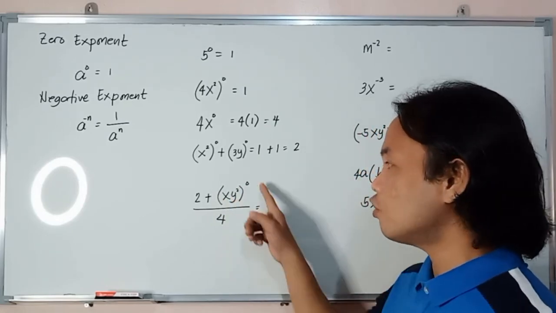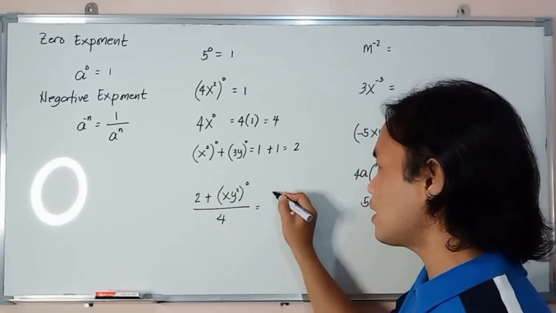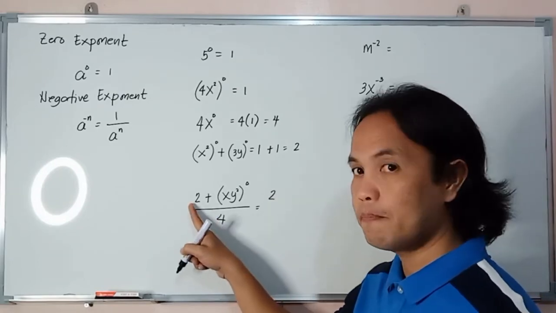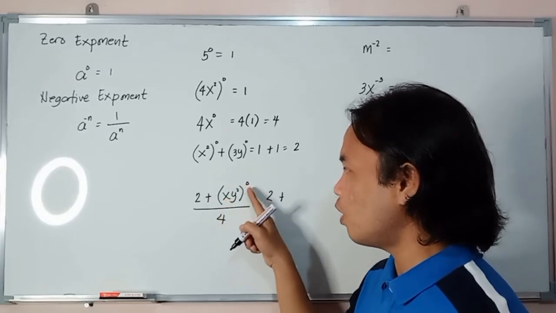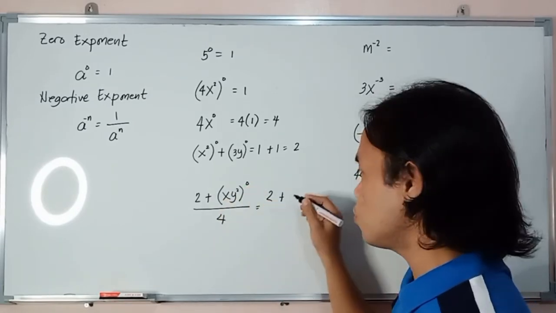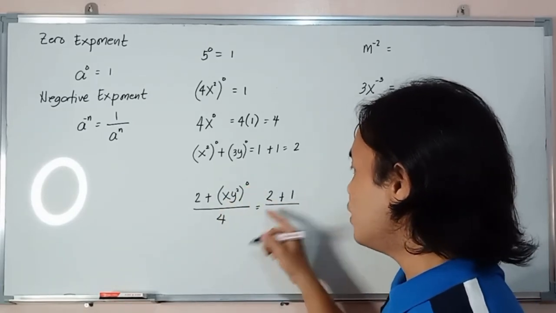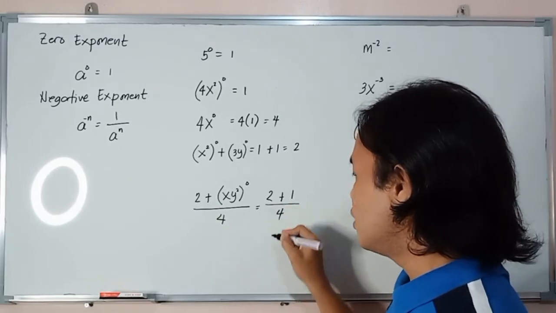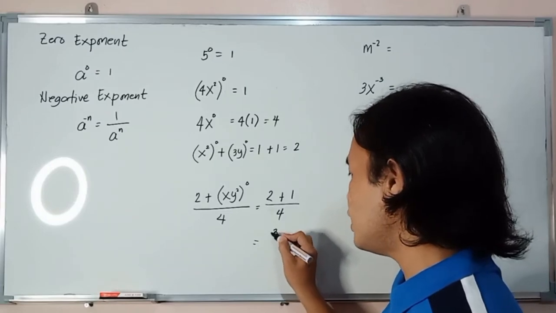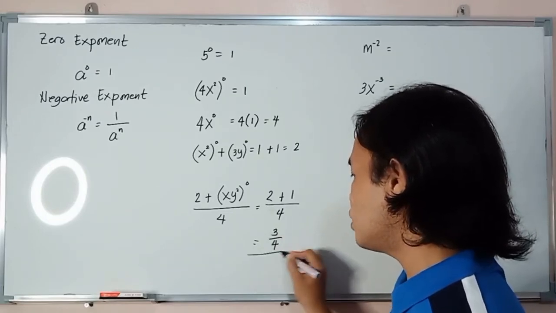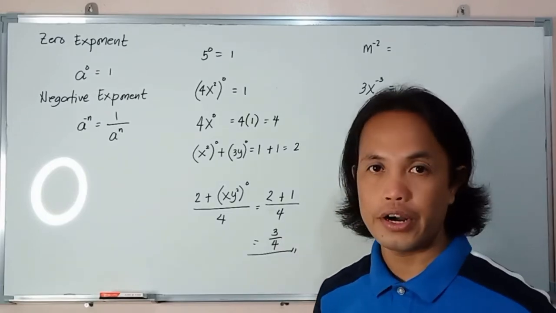So if we are going to simplify this expression, we just simply copy 2, which is this one. Then we copy plus. Again, this part here is equal to 1 because the exponent is 0. So we have 1 over 4. So we simplify the fraction, that is 2 plus 1 is equal to 3 over the denominator, which is 4. So this is now our answer.